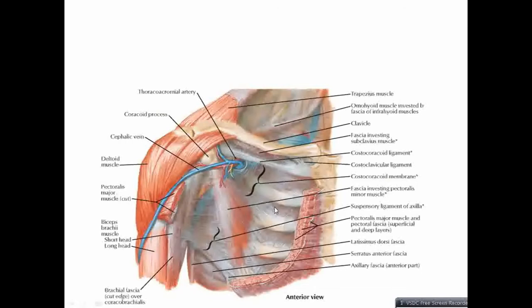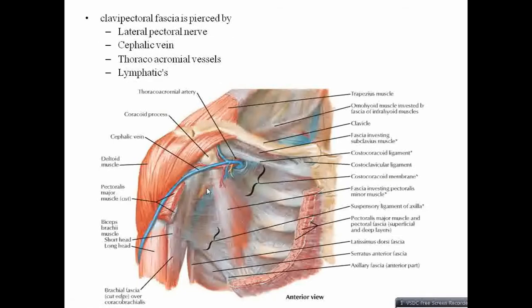Clavipectoral fascia can be seen in this area after cutting the pectoralis major. There are some structures piercing the clavipectoral fascia: the lateral pectoral nerve, cephalic vein, thoracoacromial vessels, and the lymphatics that are passing deep. The lateral pectoral nerve, we have already seen, is a branch of the lateral cord of the brachial plexus. Cephalic vein is the superficial vein seen on the lateral aspect in the upper limb. Thoracoacromial vessels are the branches of the thoracoacromial artery, which is a branch of the second part of the axillary artery.